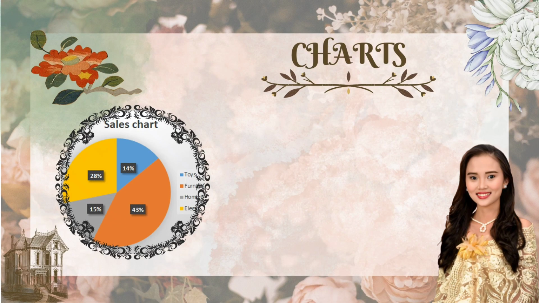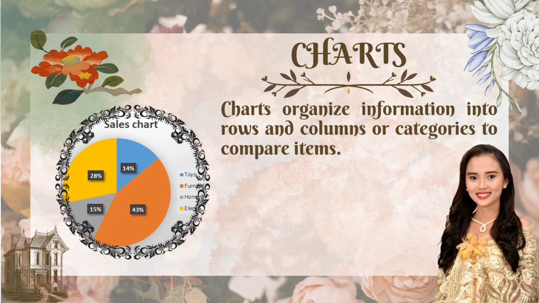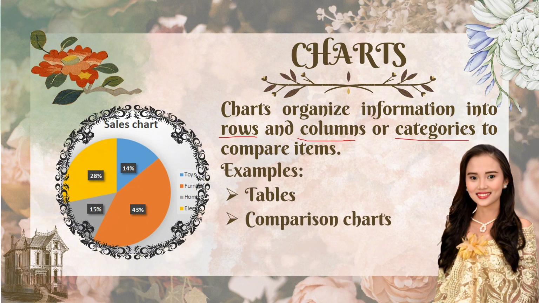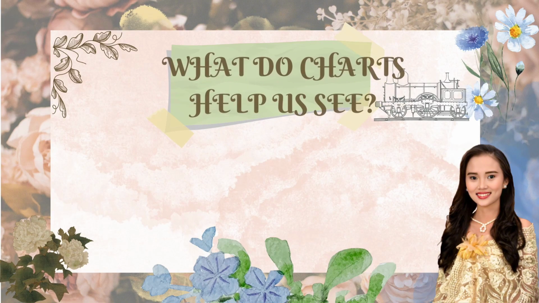So charts. What is a chart? Charts organize information into rows and columns or categories to compare items. Examples of charts are tables, comparison charts, or classification charts. Charts make it easy to compare two or more things side by side. For example, a chart can compare the features of different cell phone brands, showing which one has the best battery, camera, or price. Okay?